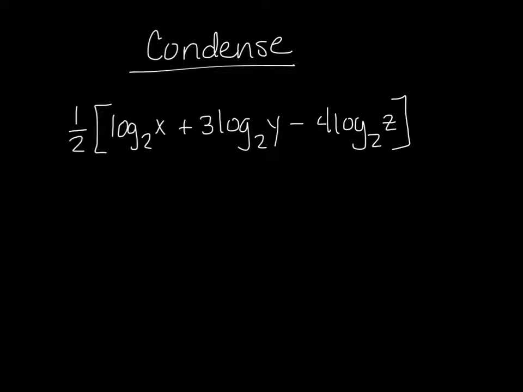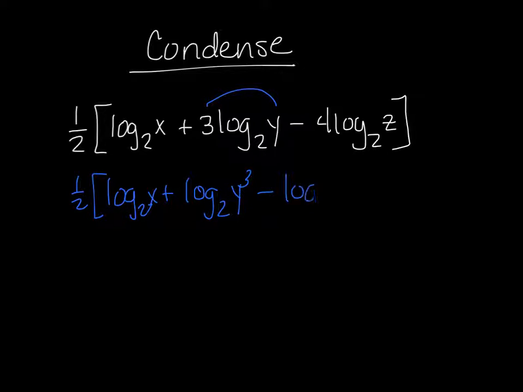So I'm going to rewrite it. So I have 1/2. I have log base 2 of x plus log base 2 of y cubed. So that went up, minus log base 2 of z to the 4th. That went up. Okay. Now you see that I have this big guy right here, right? That I'm going to take care of last. I'm going to put these together right now. Remember, if it's positive, it's on the top. If it's a minus, it goes on the bottom.